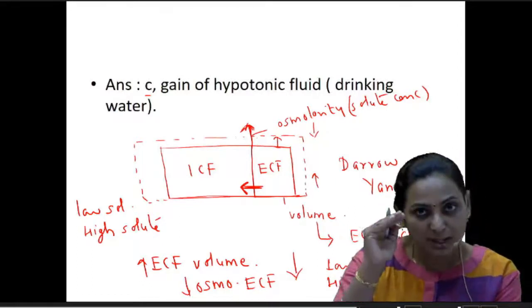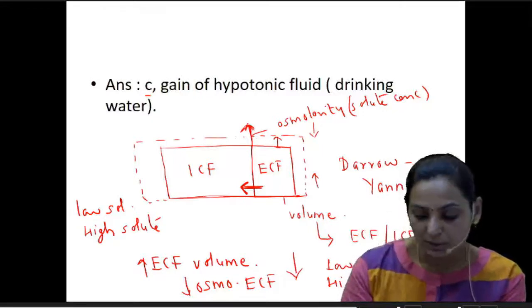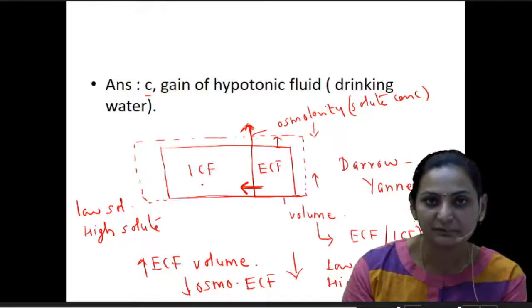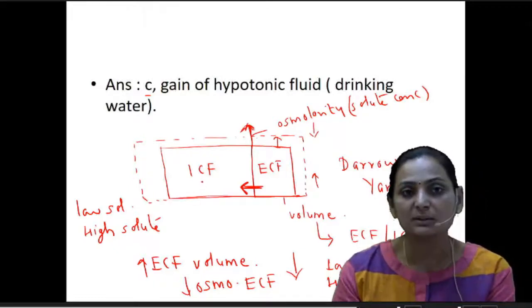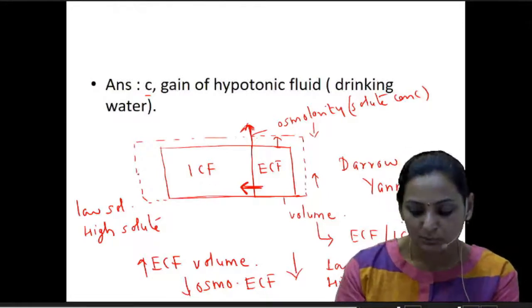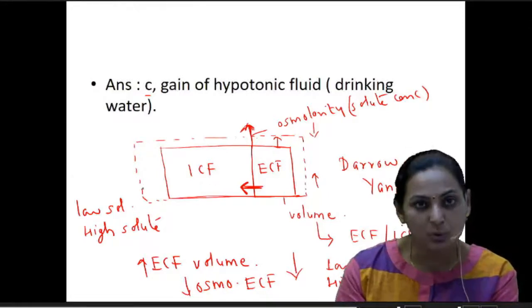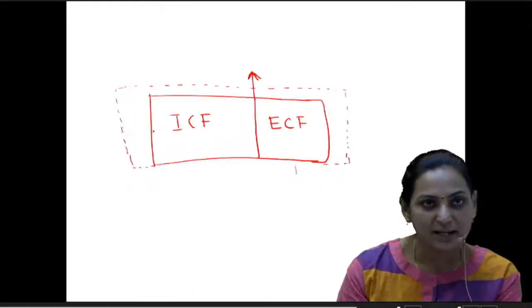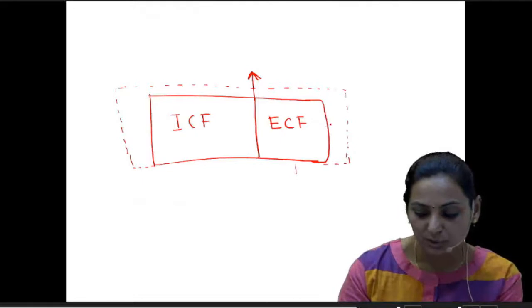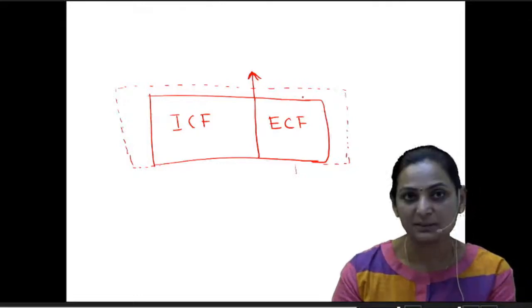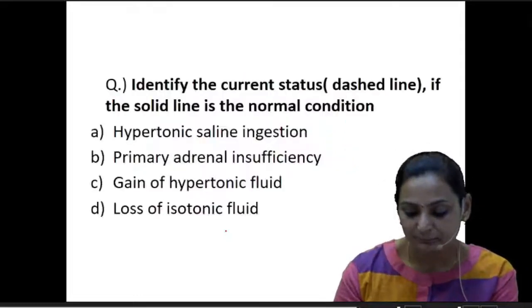When the osmolarity is decreased, water or fluid will shift from the ECF to the ICF, and it will increase the volume of the ICF. So the volume of ICF will also increase. Can you see this? The volume of ICF was increased, the volume of ECF was increased, but what has happened? The osmolarity has decreased.